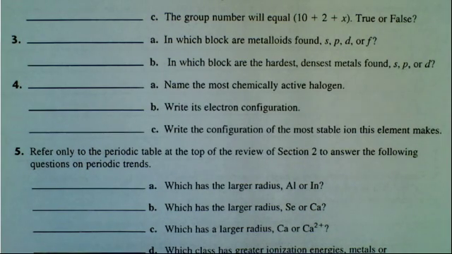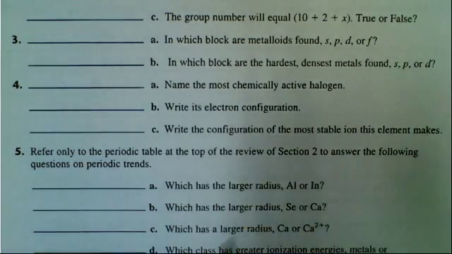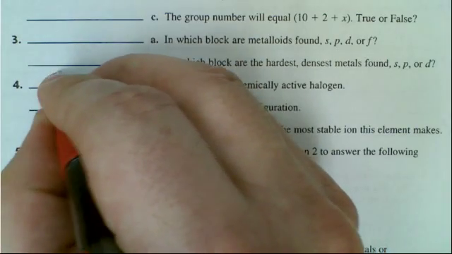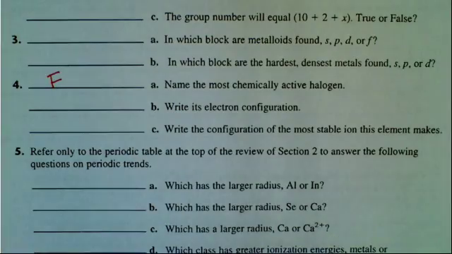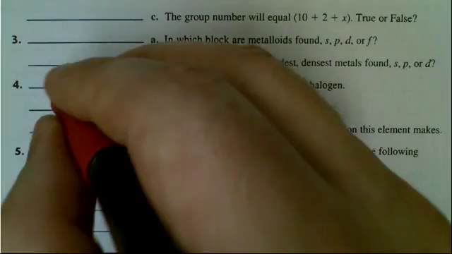So I'm going to use my group trend knowledge of electronegativity to answer this question. Electronegativity's group trend is that it increases as you go up the group. And so which halogen is at the top of the group? Fluorine. I'll write it out.